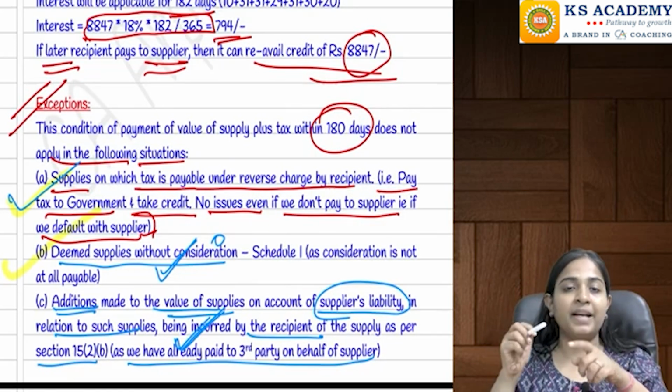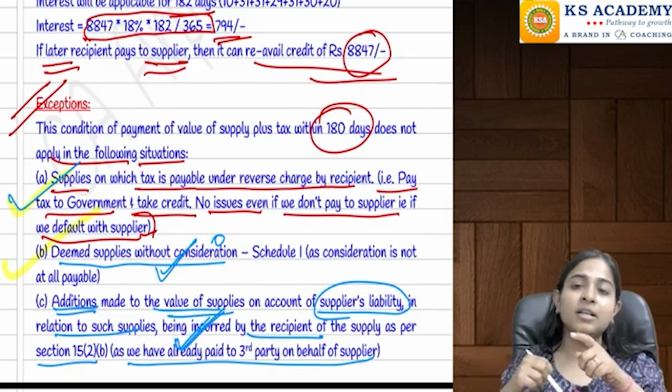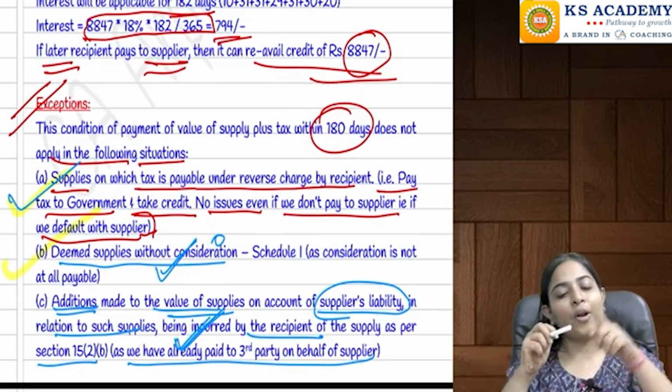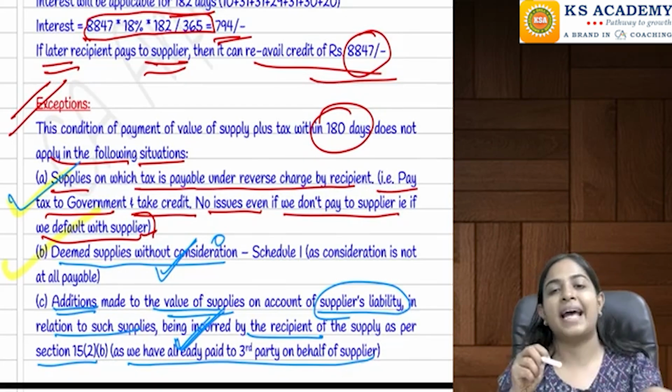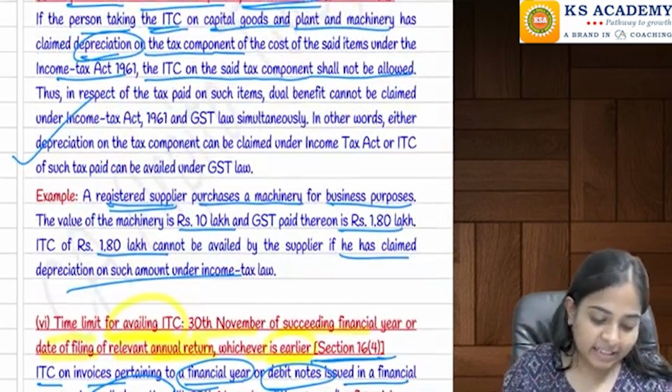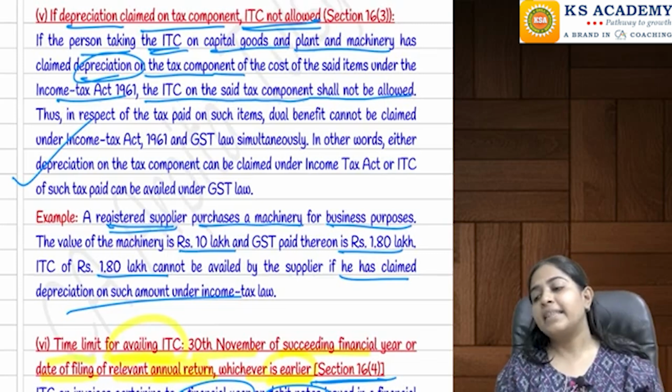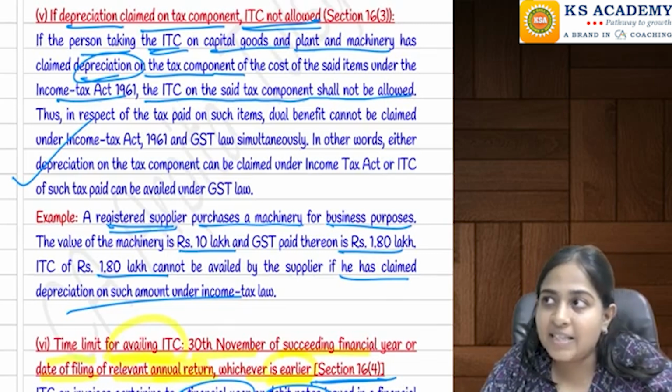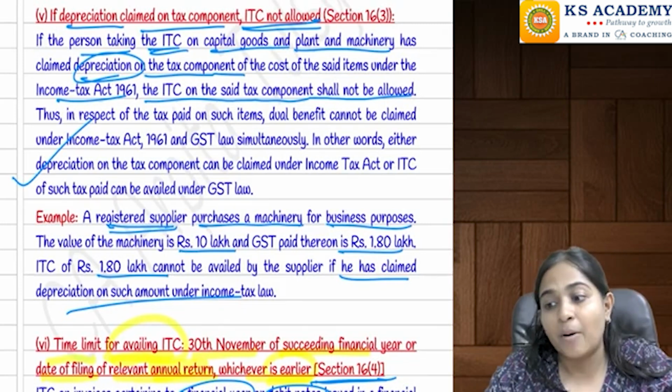Yes, if the recipient has paid this amount directly to a third person on behalf of the supplier, it is deemed that we have made the payment to the supplier. In these three cases, you can still take the credit. Then going on to the next section, that is section 16 subsection 3, where we studied about depreciation benefit and GST credit benefit.